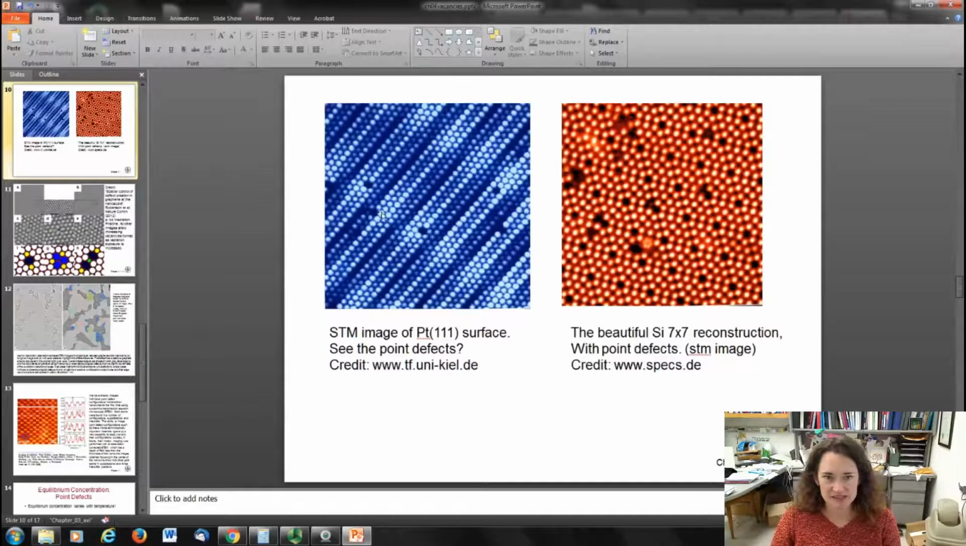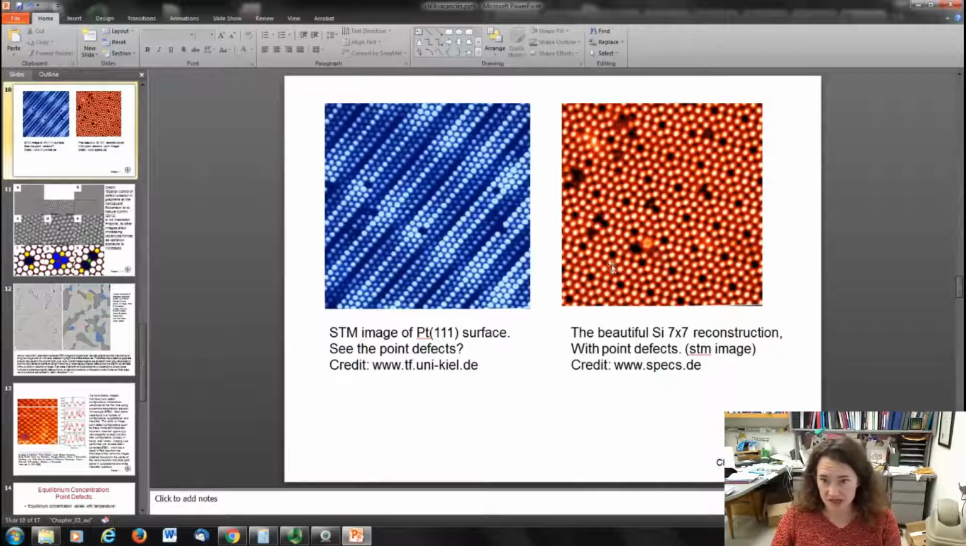So here are some vacancy sites. You can see them very easily in that beautiful platinum 111 surface. And this is the gorgeous silicon 7x7 reconstruction. Silicon undergoes a phase change at higher temperatures to a different solid form. And you can see in here a number of different kinds of defects.